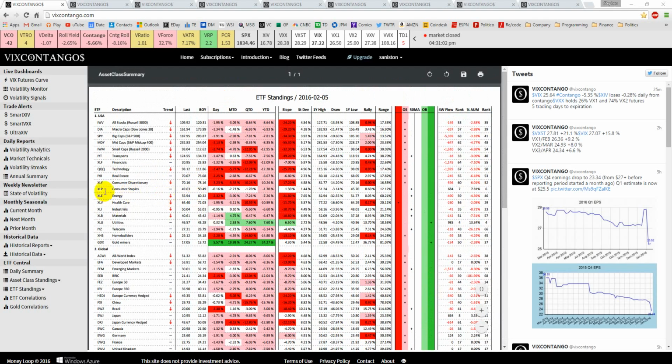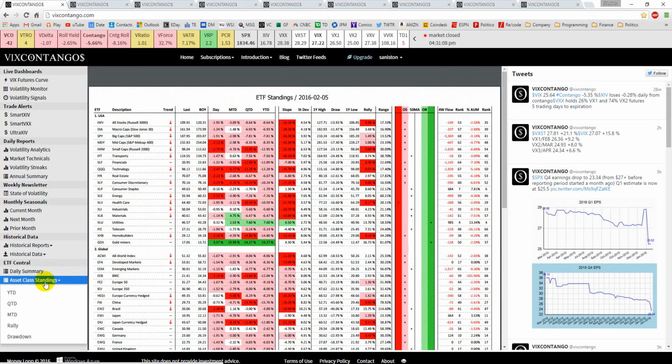The next report is the asset class standings report. This report essentially gives you the major asset classes ordered by year to date, quarter to date, month to date, based on the rally or the drawdown. So let's go to year to date.